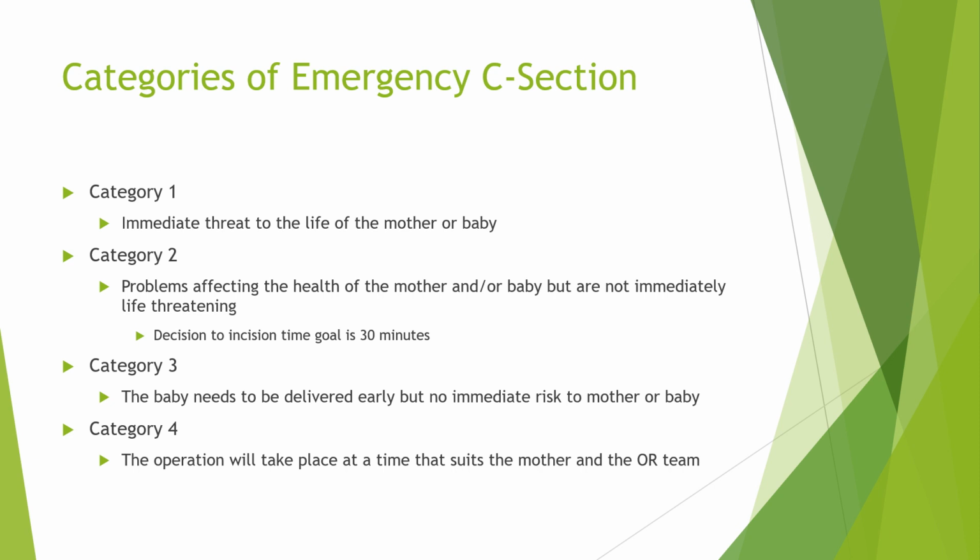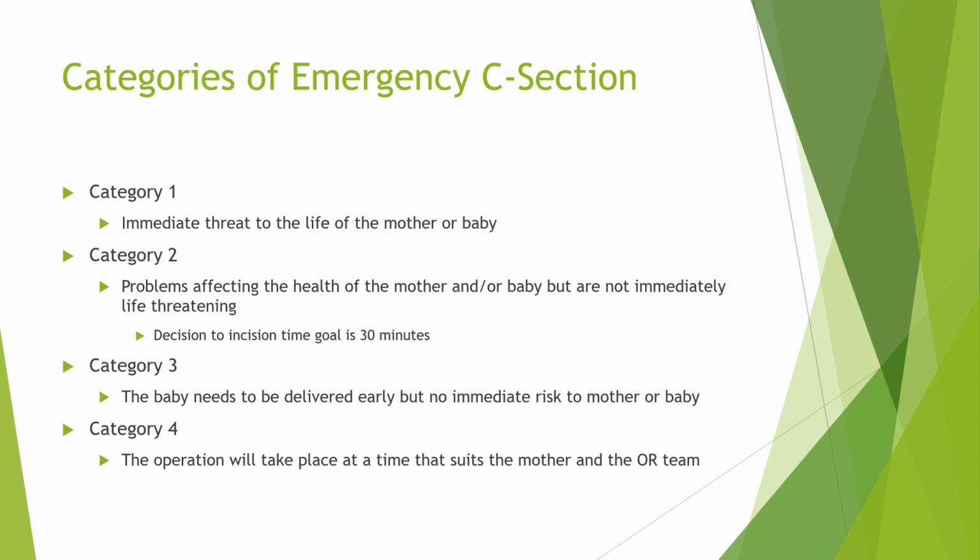Category 3 is that the baby needs to be delivered but no immediate risk to the mother or baby. And Category 4 is that the C-section will take place at a time that suits the mother and the OR team. Realistically, most emergency C-sections are a Category 2 and are mostly done within an hour after the decision is made to perform a C-section. Life-threatening Category 1 C-sections should be done within 30 minutes. We will talk more about Category 1 examples on the next slide.